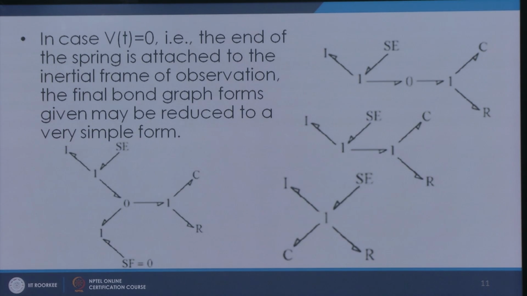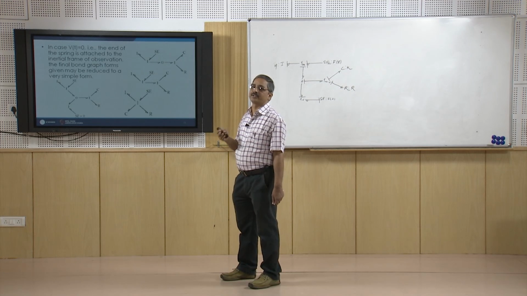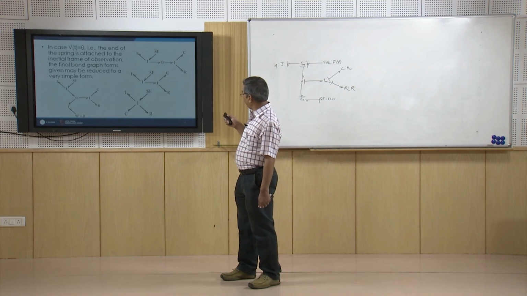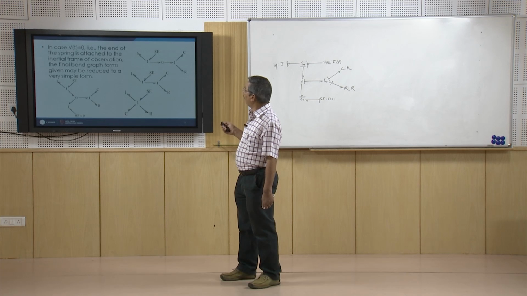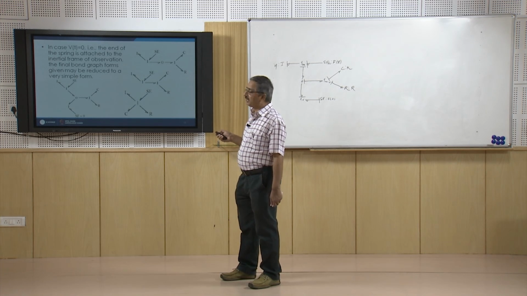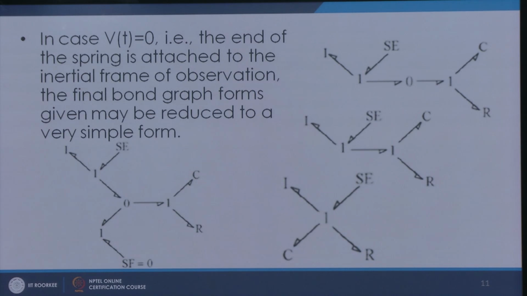Okay. Now, suppose in our spring mass damper system, the bottom end of it is fixed. Okay. So, we can use the same bond graph in fact and reduce the same bond graph. So, if the bottom end is fixed, this Vt, the ground excitation which was coming, is going to be equal to 0. So, here you can see that we can put Sf is equal to 0.